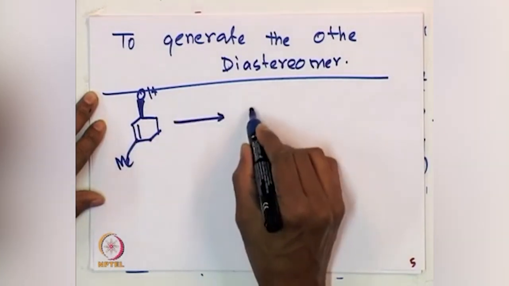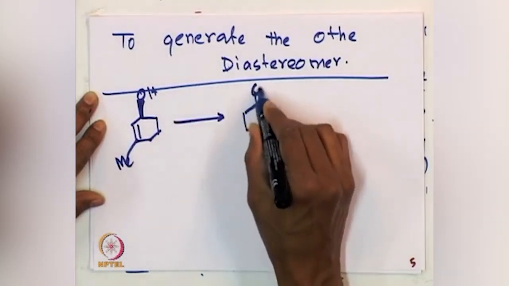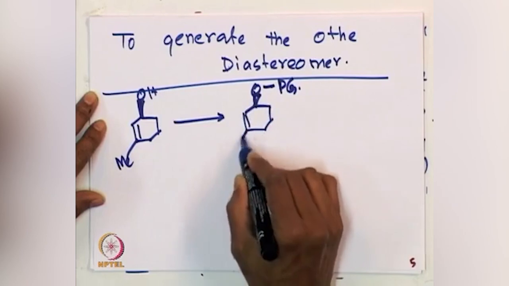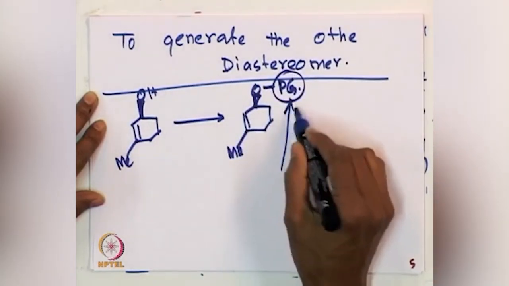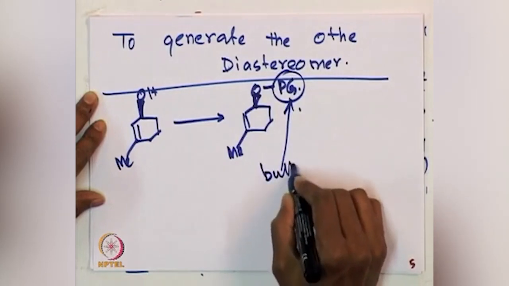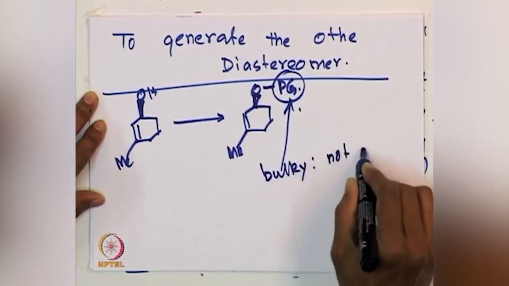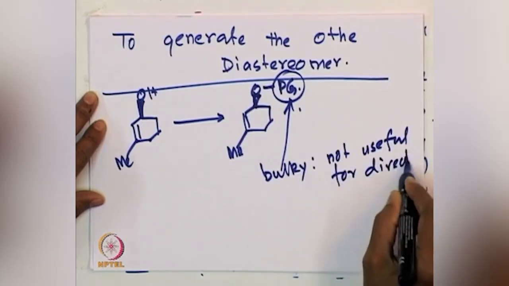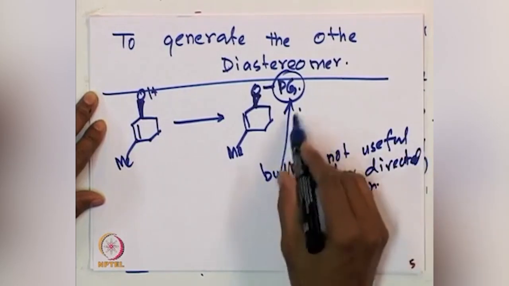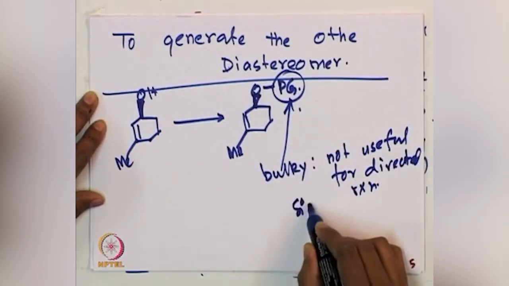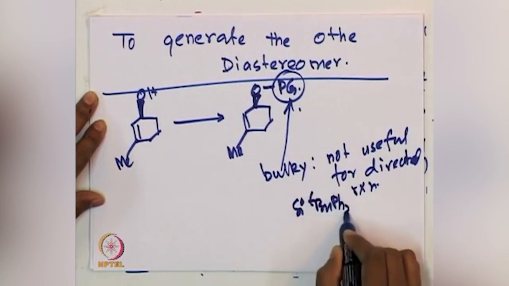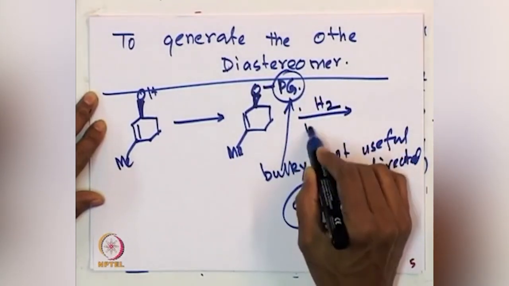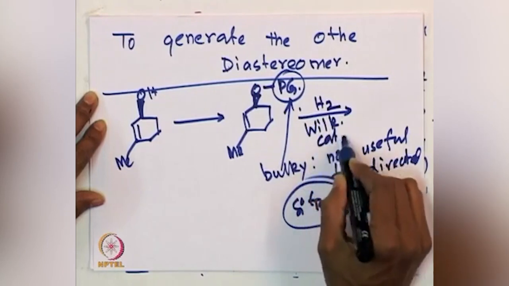Now, what you need to have is a protecting group, OPG, of course, instead of the hydroxyl on the top, an O-protecting group. If you have that, now what you have is a bulky group. So this is bulky, and therefore not useful for directed reaction. And of course, the protecting group could be a silyl protection, silyl tert-butyl diphenyl protection, and so on. And then you can have hydrogen gas, for example the Wilkinson catalyst you can use.